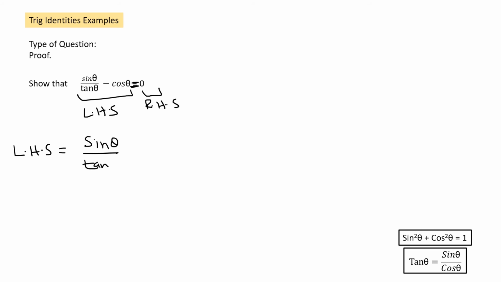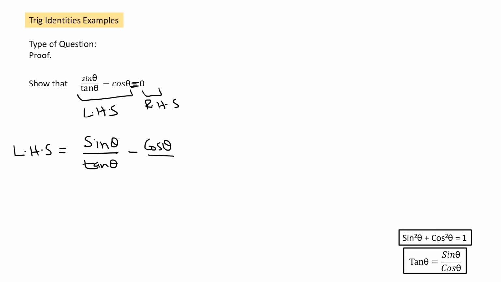In this example, we need to show sine theta over tan theta, that is the left hand side of this equation, is equal to 0, which is the right hand side of this equation. In order to prove this, I am going to start with left hand side. Left hand side is sine theta over tan theta minus cos theta.